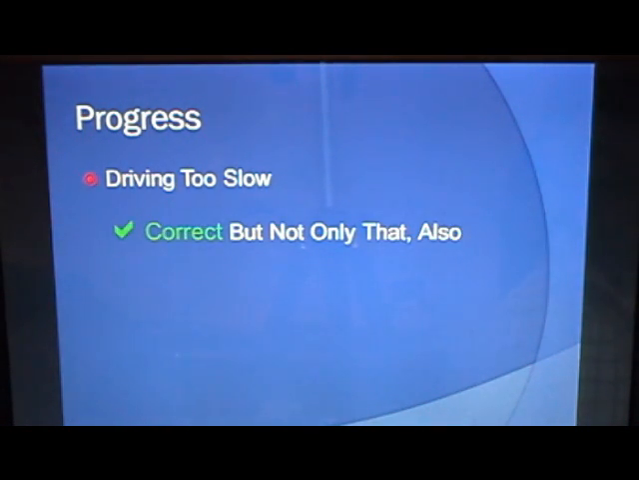Progress. Okay, what does progress mean? Well, driving too slow, correct, but it's not only driving too slow, okay? It also means driving too fast. So a lot of people think that making progress only refers to if the pupil's going too slow. It can be the total opposite, where the pupil's going too fast.